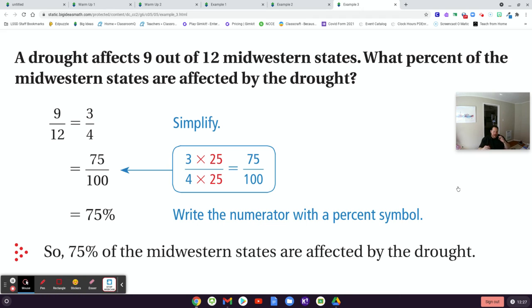Okay, so there we go. That is a quick intro to percents. The big thing is it always means out of 100. So the idea is to try and get your fraction to be out of 100. Now, some of the problems may be a little trickier than others.